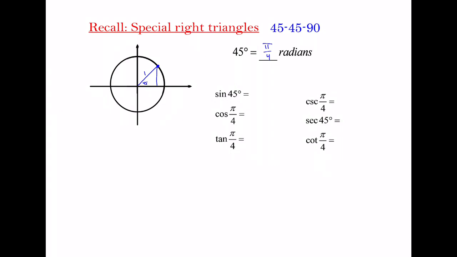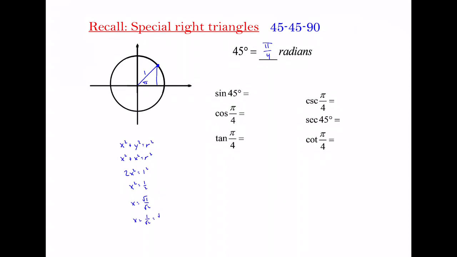And so what are our side lengths then? Well, x squared plus y squared is equal to r squared. But with a 45, 45, 90, those side lengths are the same. So we know that this would actually be 2x squared is equal to 1 squared, which is just 1, so x squared is 1 divided by 2, and that's 1/2. And then if you take the square root of that, that would be the square root of 1 over the square root of 2. So that's 1 over the square root of 2, which, if we rationalize the denominator, is square root of 2 over 2.